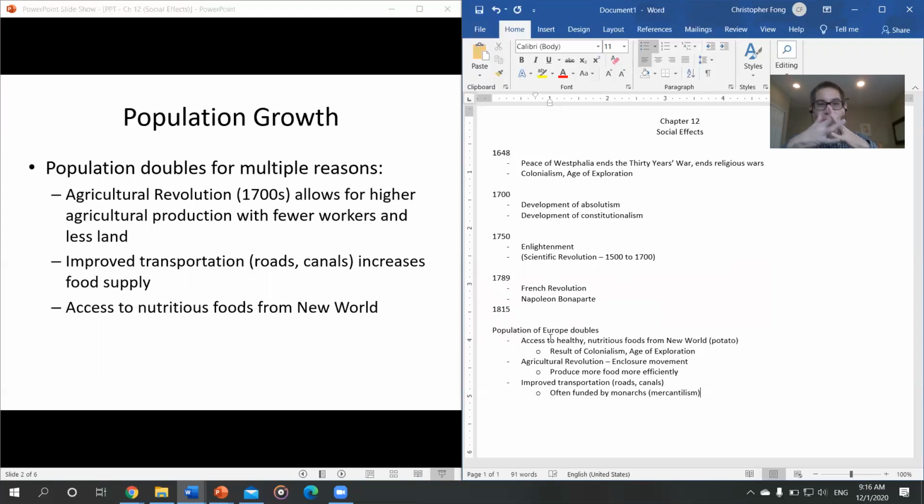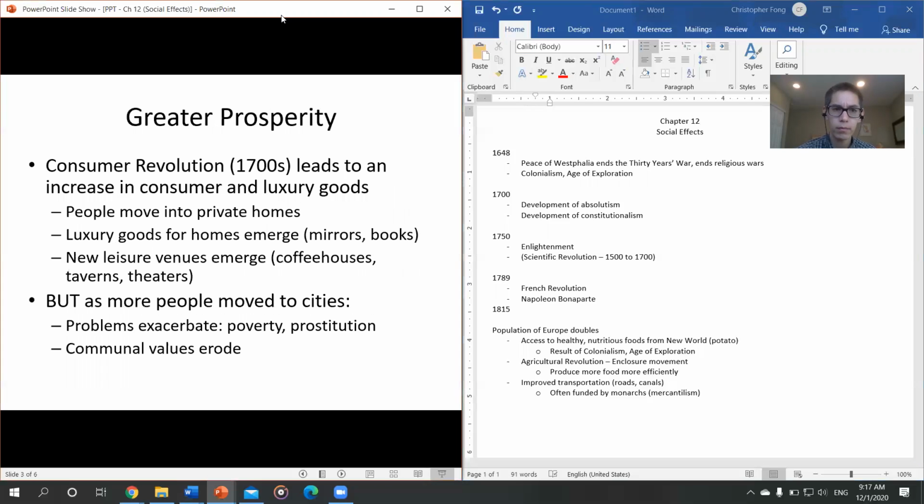So all of these things are intermingling together. Colonialism and the age of exploration is bringing new foods to Europe. The development of absolutism is allowing these foods to be transported throughout a country, and all of that leads to huge population growth. Now, with population growth comes prosperity for some and poverty for others.